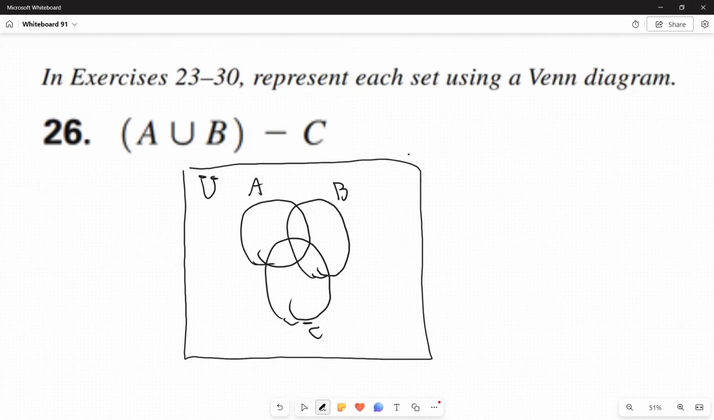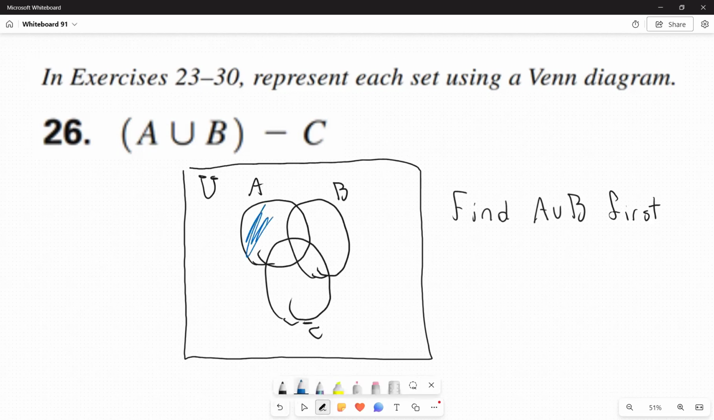Okay, so we're going to do this in parts. We are going to find A union B first. Start with whatever is within parentheses. So A union B is going to be this region consisting of whatever is in A, or B, or both. So once we do that, we need to remove the part from C. So this little portion that is from C, we're going to remove that.